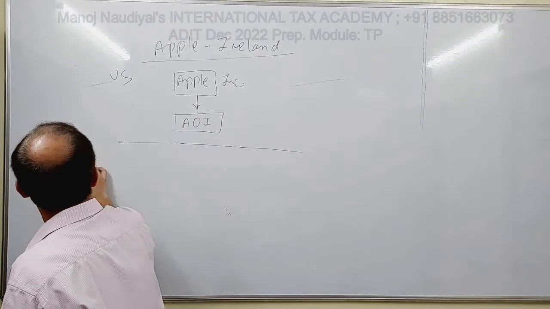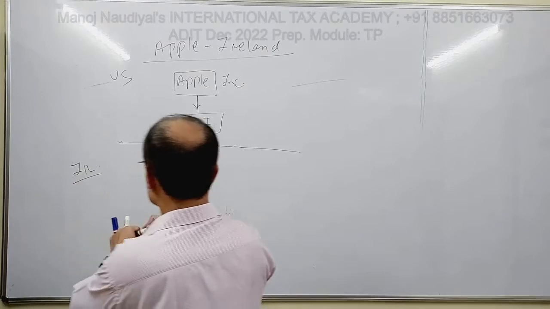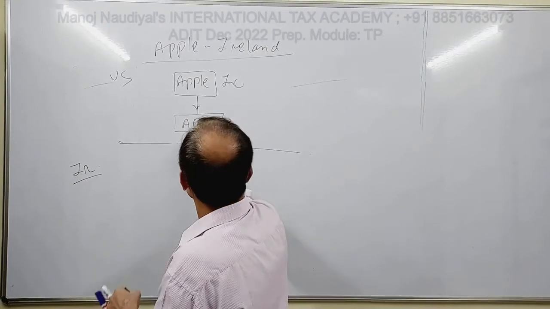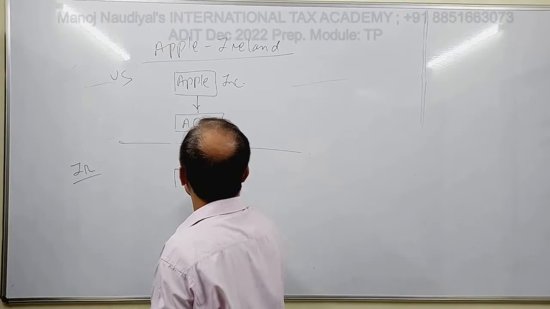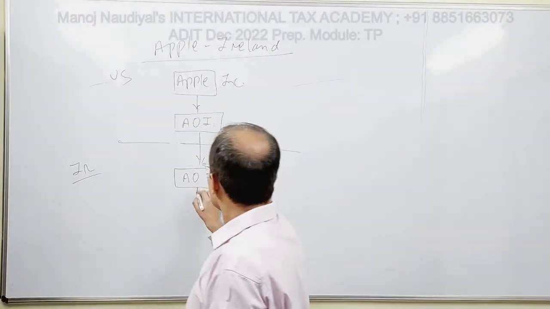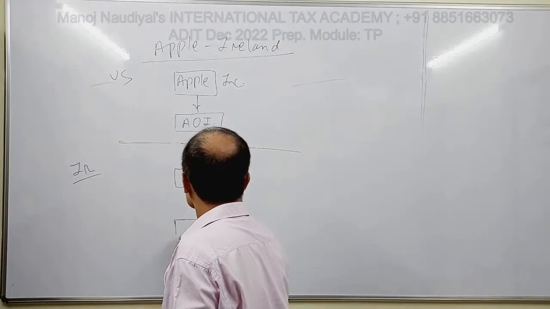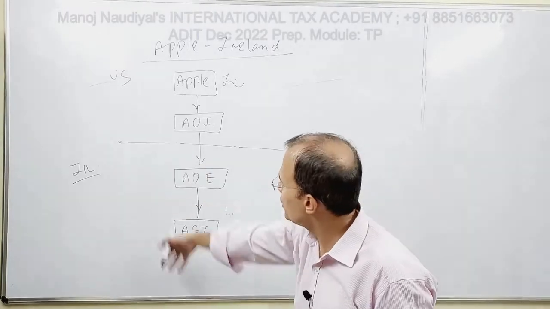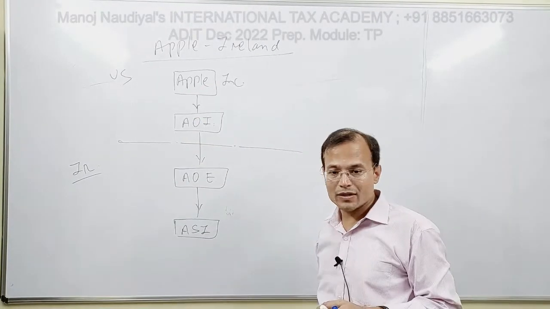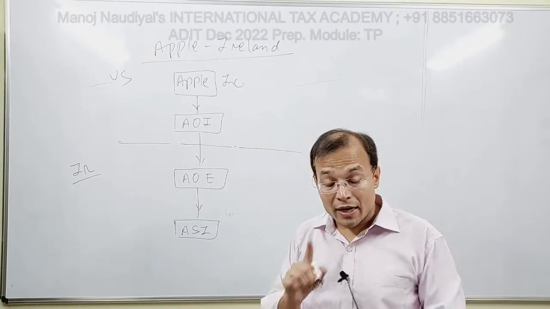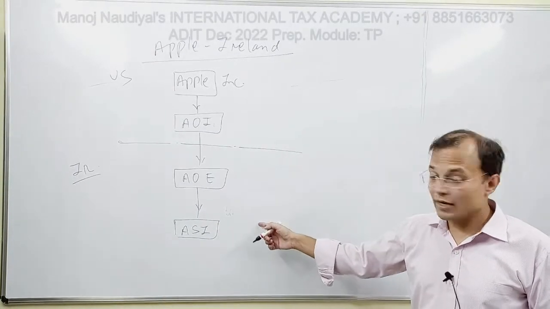This is Ireland. Fully owned subsidiary, Apple Operations Europe, AOE. Fully owned subsidiary, Apple Sales International, ASI. These two in Ireland. This is in US. Fine. AOE and ASI, they are incorporated in Ireland.